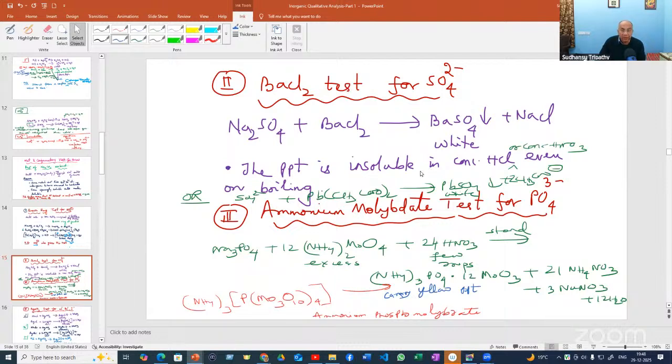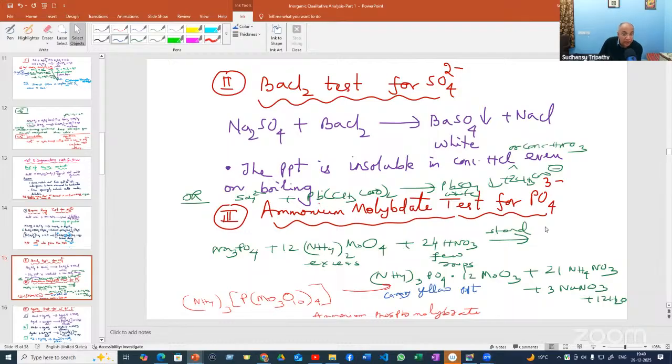But barium sulfate is insoluble in lead acid. Now, then what do you do? This sulfate solution, the original solution OS, can be treated with, instead of barium chloride, lead acetate. This is an alternative test. Lead sulfate is also white. These are the two tests for sulfate ion.